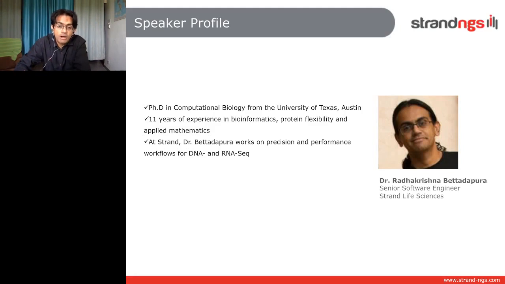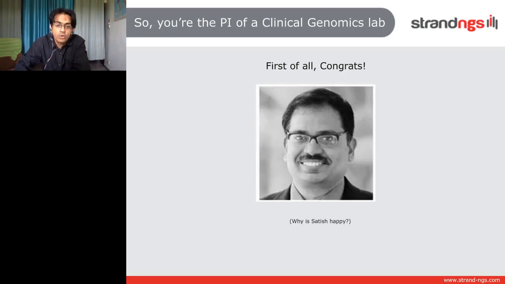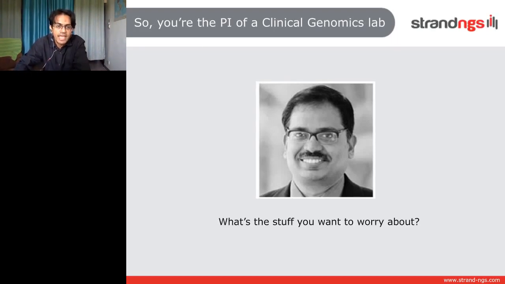So I promised clinical genomics, and I'm not going to keep you waiting. So here's the PI of our clinical genomics lab. His name is Satish Shankaran, and we're going to be seeing Satish throughout this presentation, and we're going to be seeing him happy. And so the question we want to ask is, why exactly is Satish happy? He's the PI of a clinical genomics lab. So what's the first thing that any PI of a clinical genomics lab would want to think about? Building a great team, right?